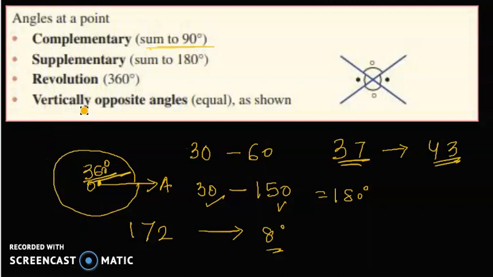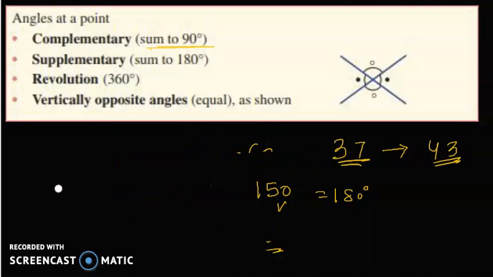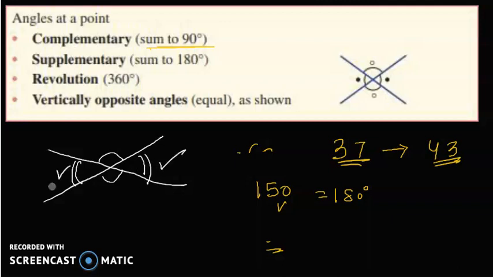Then the next term is vertically opposite angle. The vertically opposite angle stands for when we have two intersecting lines, then the angles facing each other are called vertically opposite angles. Similarly, this angle has its vertically opposite angle, this one, and these angles will be equal. We will discuss the proof and why they are equal in the coming classes. But this is the vertically opposite angle.